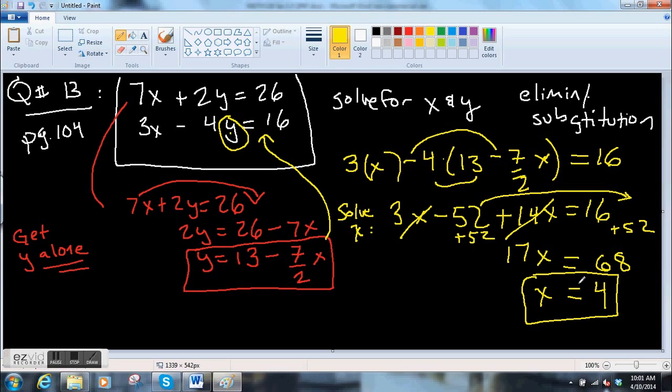So x equals 4. We're not done yet, because we have to solve for both. So x equals 4, now we plug back in here. I'm going to go to blue. So we're going to solve for y.